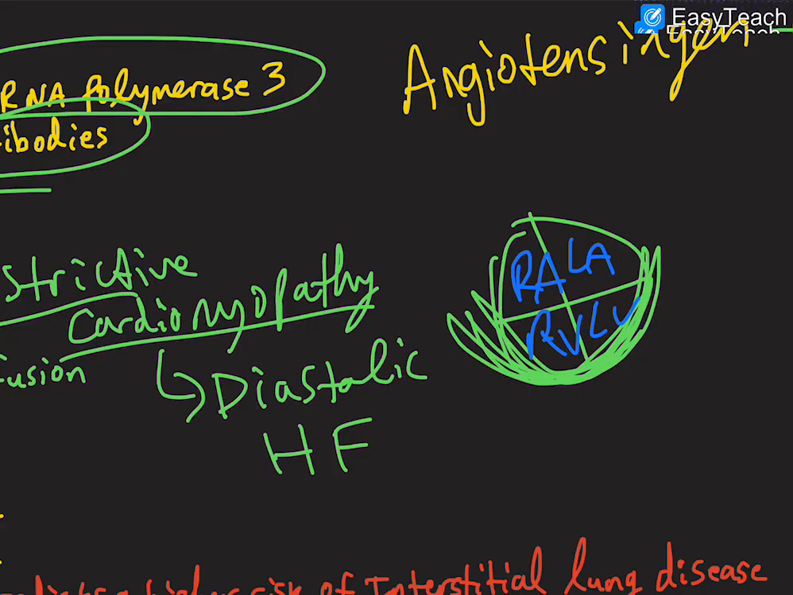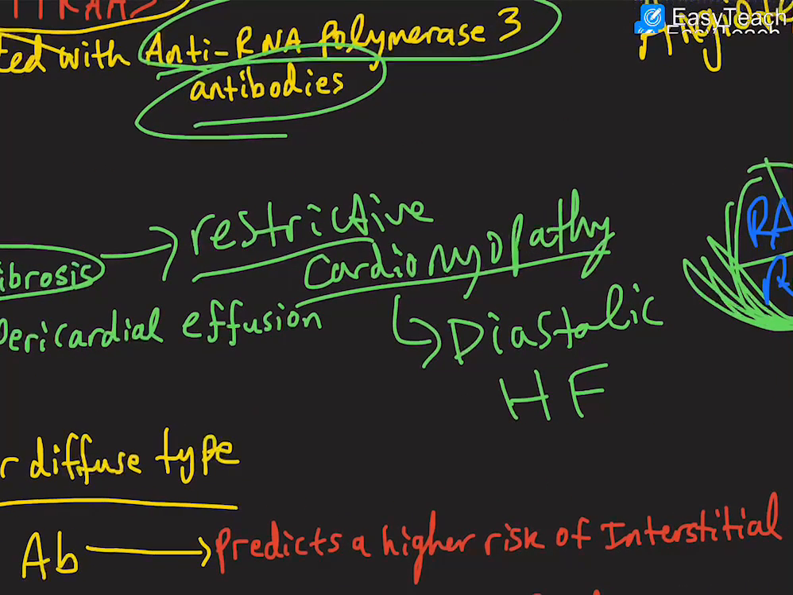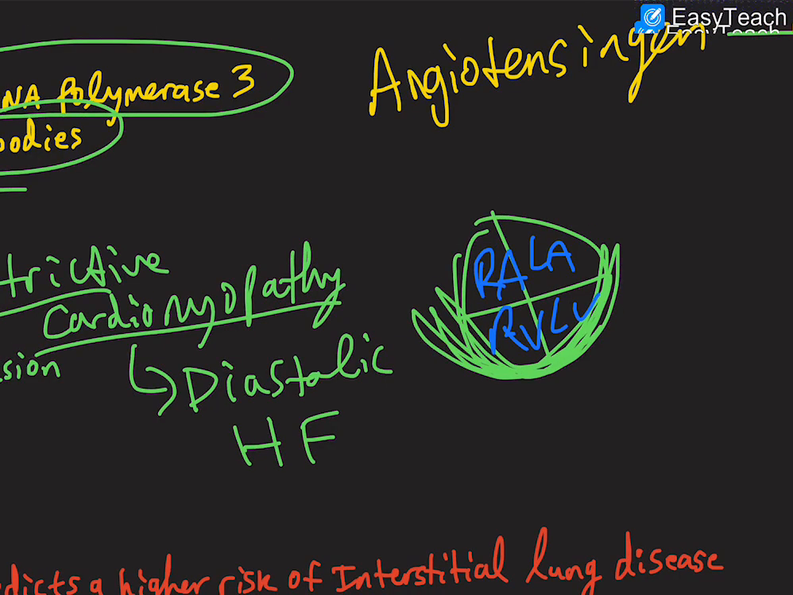All right, so that's restrictive cardiomyopathy due to the fibrosis of your myocardium, but we can also see pericarditis and pericardial effusion due to the inflammation of your pericardium, which can lead to pericardial effusion, increased fluid in between your pericardial layers. That can also affect how the heart functions, because your pericardium surrounds your heart. So if you get pericardial effusion, you can hear things like a friction rub, and so on. So that's how your heart's affected.